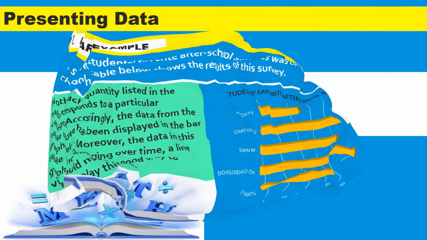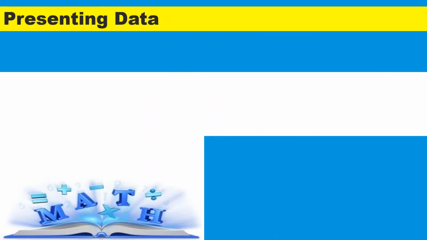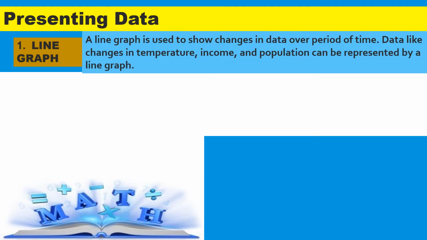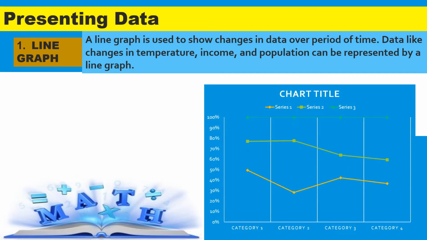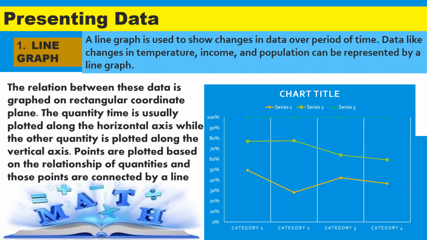Next one, line graph. A line graph is used to show changes in data over a period of time. Data like changes in temperatures, income, and population can be represented by a line graph. For example, here is an example of a line graph.